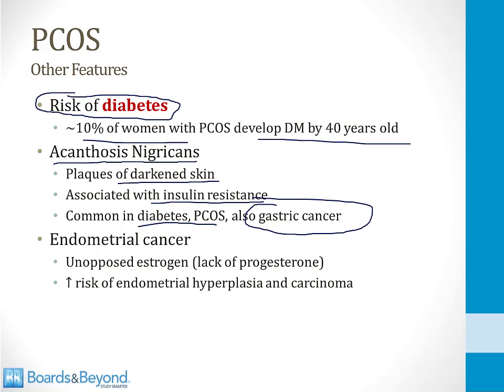And then finally, there is a risk of endometrial cancer. There is unopposed estrogens in this disorder. Women are not making progesterone, but they are making estrogens from their adipose tissue. This can drive endometrial hyperplasia, and this increases the risk for endometrial carcinoma.